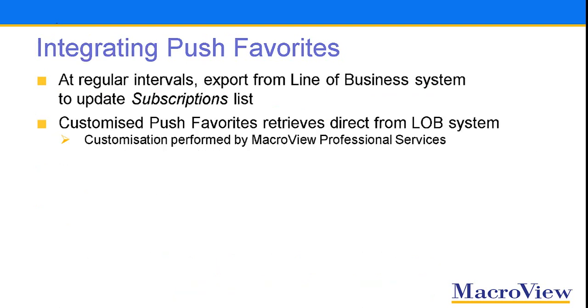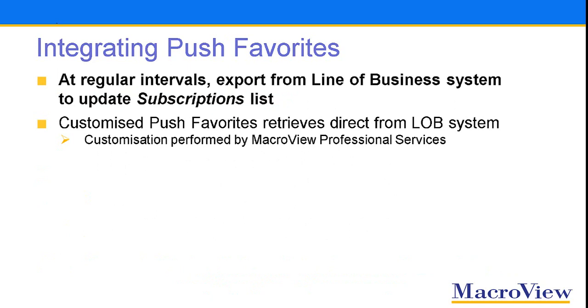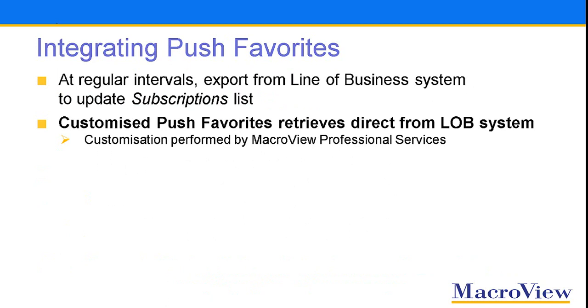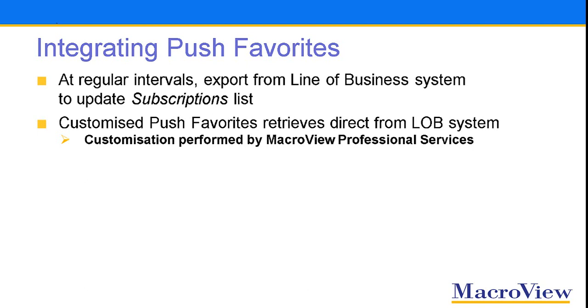You can also integrate push favorites with the line of business system. One way to do this is to use an export from the line of business system to update the subscriptions list at a regular interval. Alternatively, you can use a customized version of push favorites which retrieves directly from the line of business system. This customization would be performed by MacroView Professional Services.